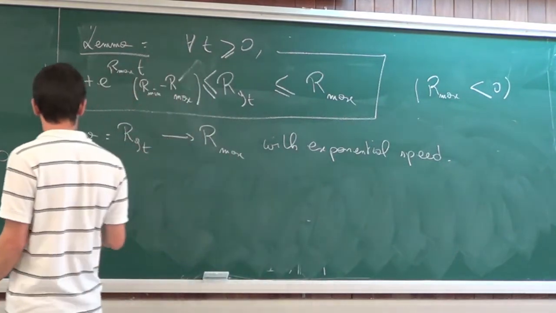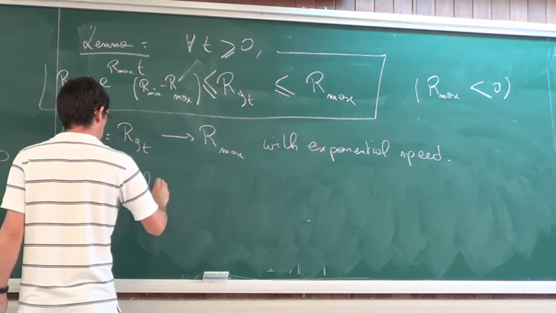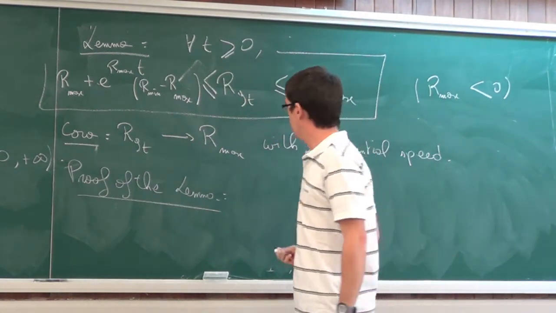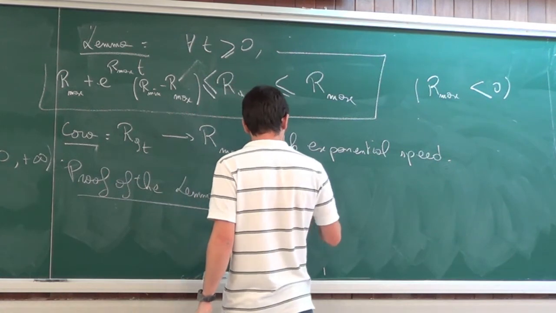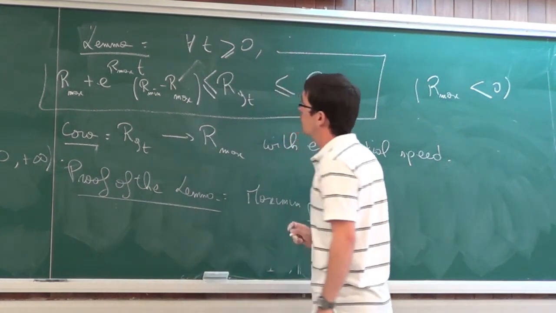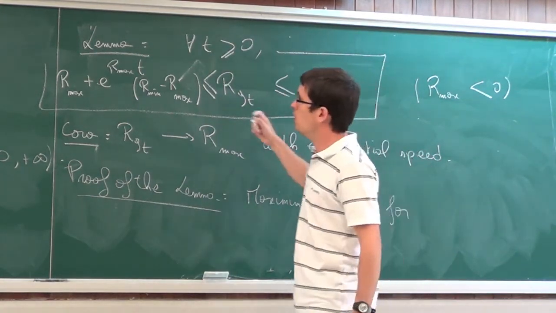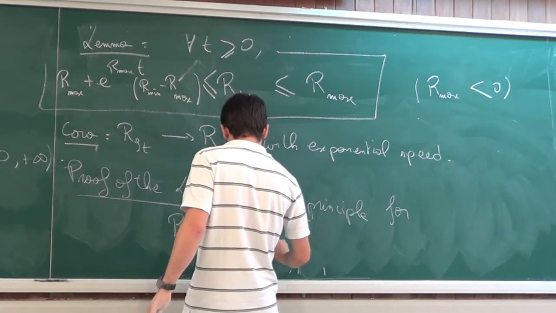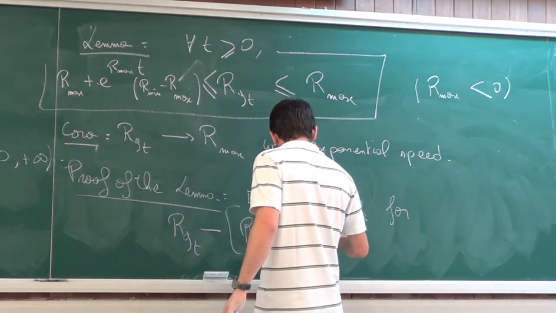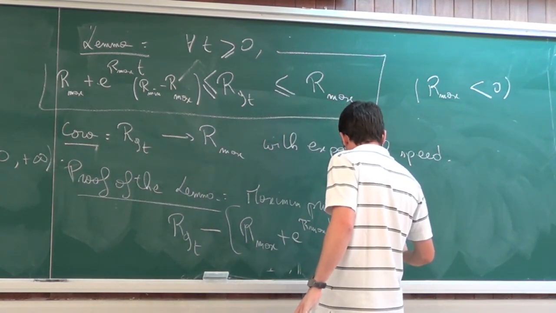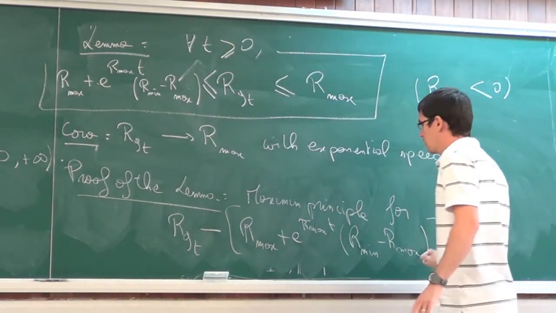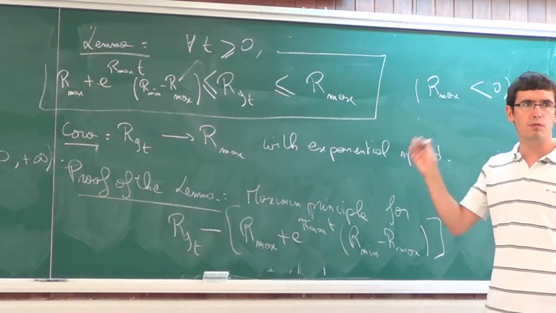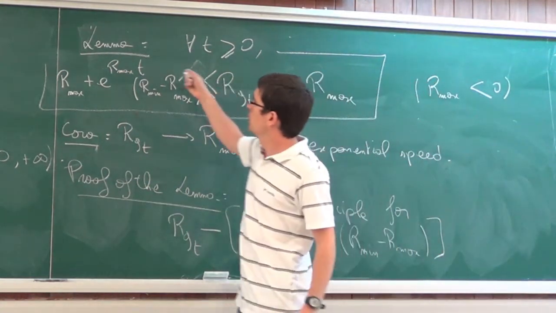And the idea of the proof of the lemma, once again, is using the maximum principle for the map R of g_t minus this. So remember, we have some evolution equation for this one, and you plug all these big functions in this equation, and you use the maximum principle as we have learned yesterday, and it works. It gives you this one.